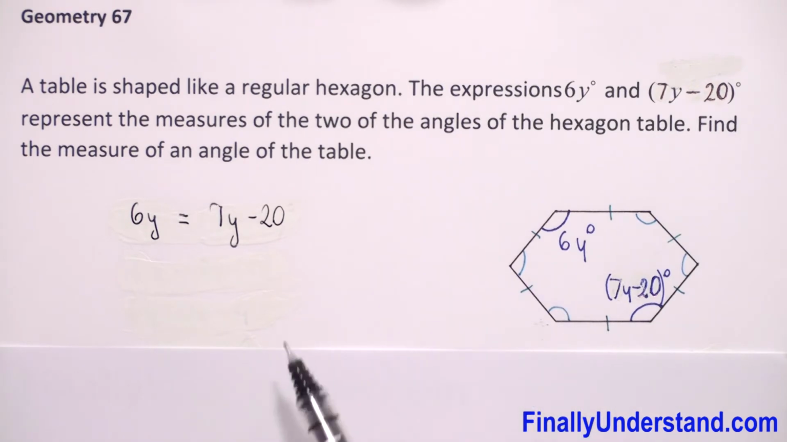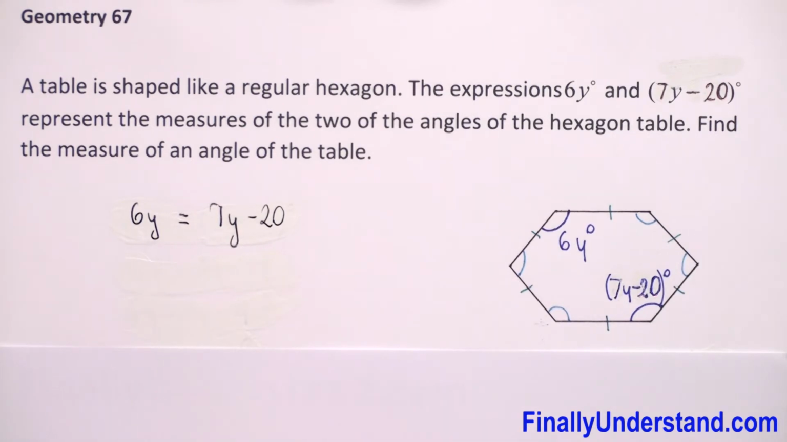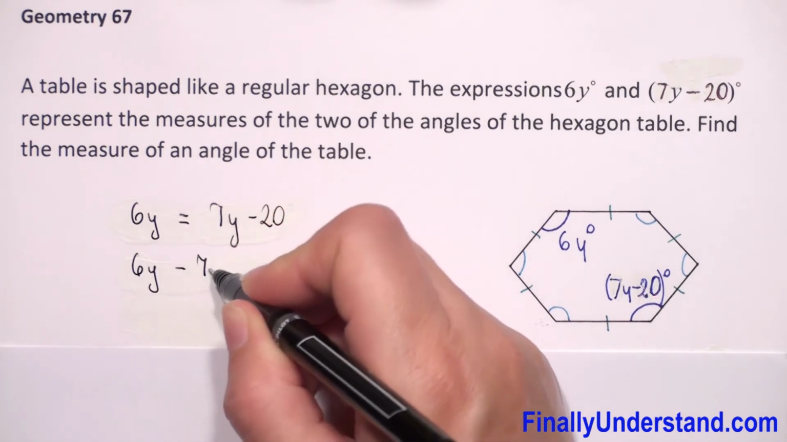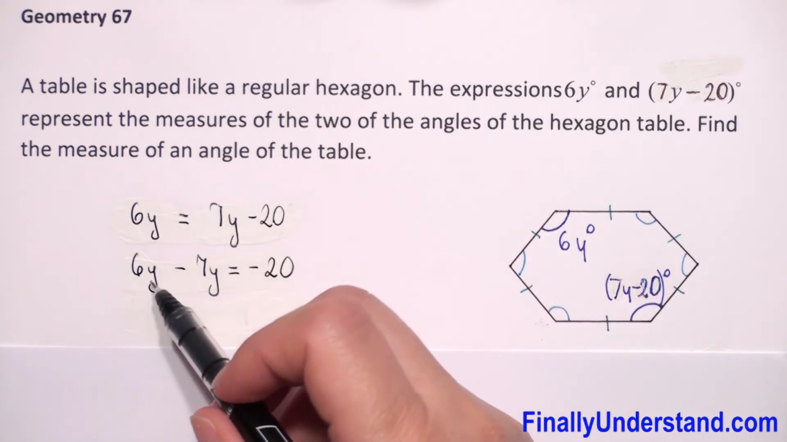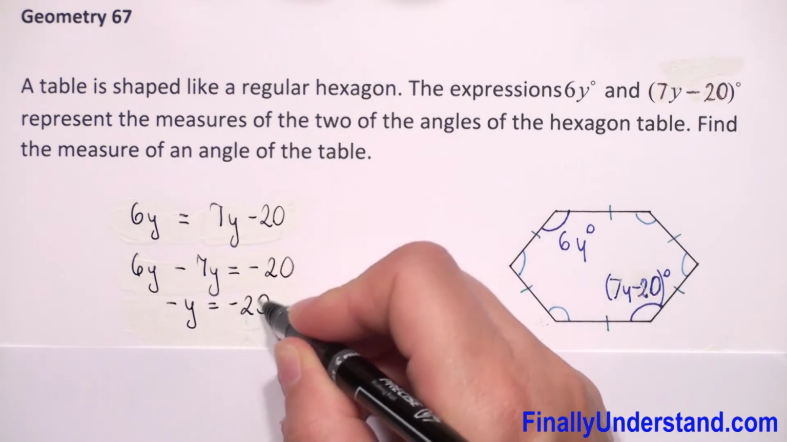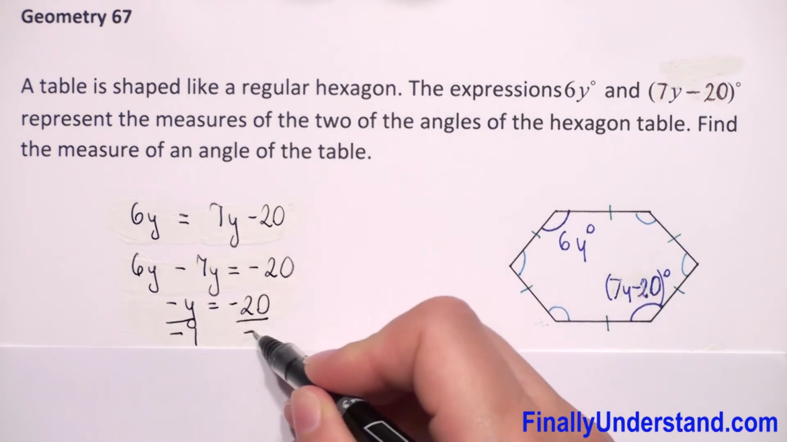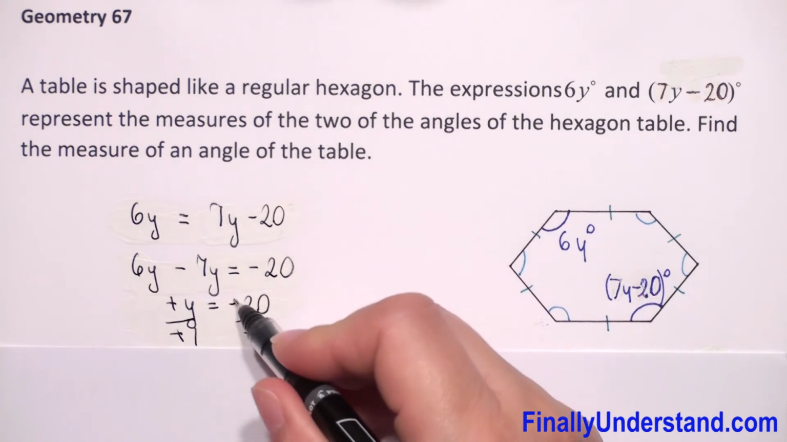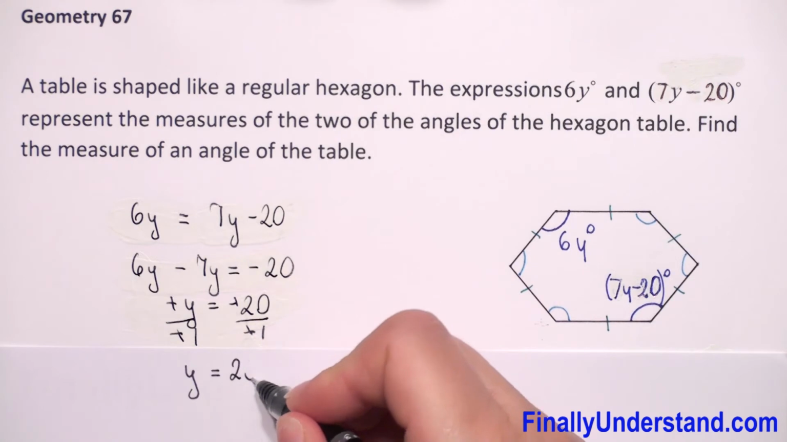So now we have to solve this equation. I will move 7y to the left side, so we have 6y minus 7y is equal to negative 20. 6y minus 7y is negative y, which is equal to negative 20. Now I will divide both sides by negative 1. So negative and negative give me positive, and we have that y is equal to 20.